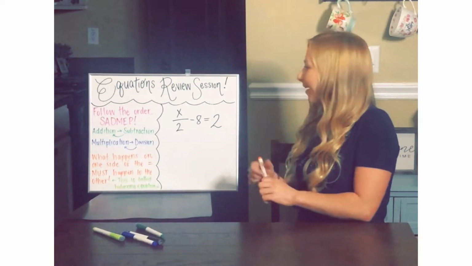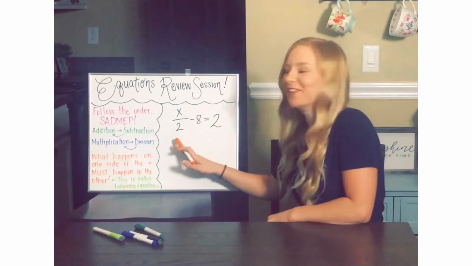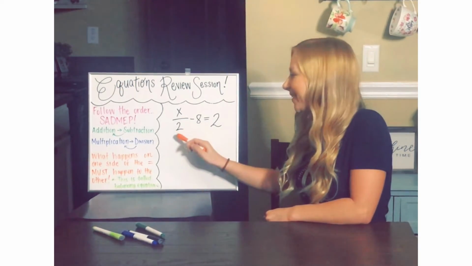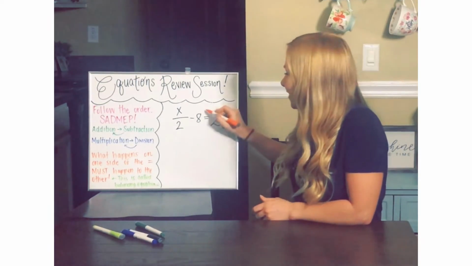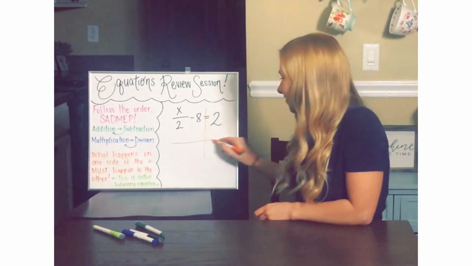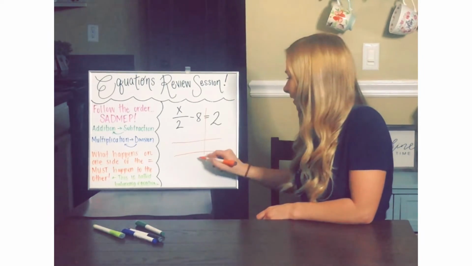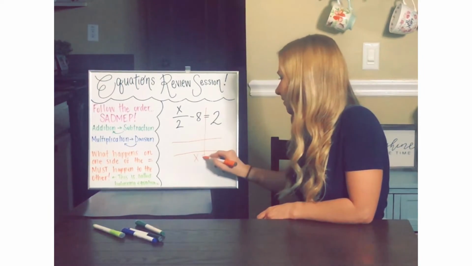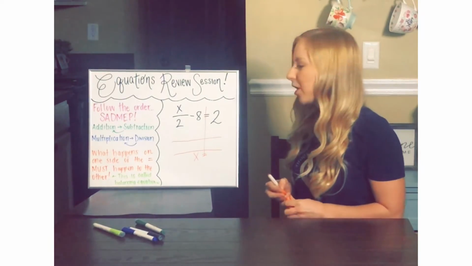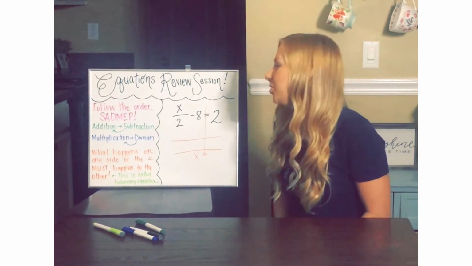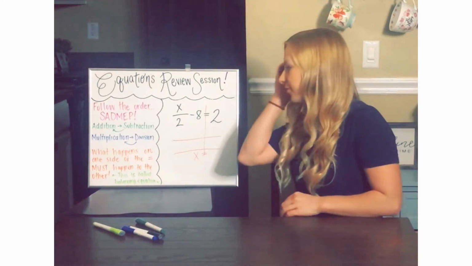All right, anyway, if we look at problem number 4, we again have two numbers we have to get away from our x. So this is a two-step equation. I know I'm going to end up with x equals something. Following our SADME rules, we are going to undo our addition or subtraction first.